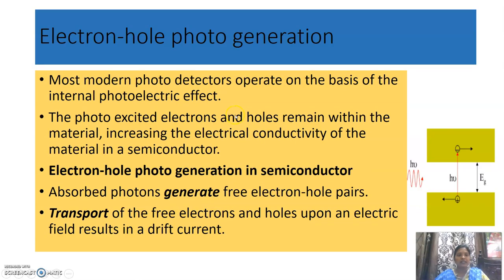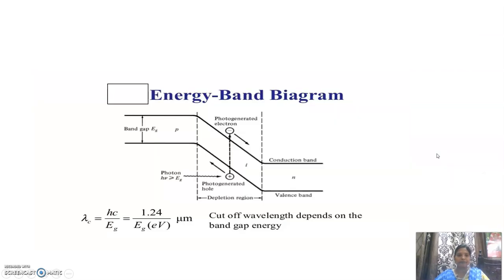First we will see what electron hole pair generation is. The principle is the internal photoelectric effect. That is, when a photon is incident, the electron will go from the valence band to the conduction band. This is called electron hole pair generation, and this is the principle of the internal photoelectric effect.